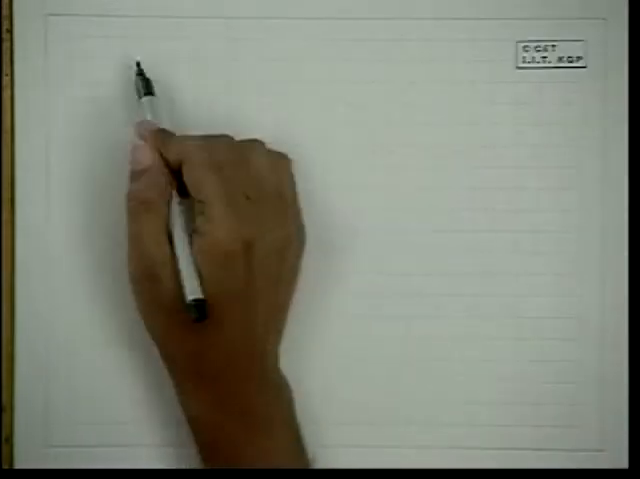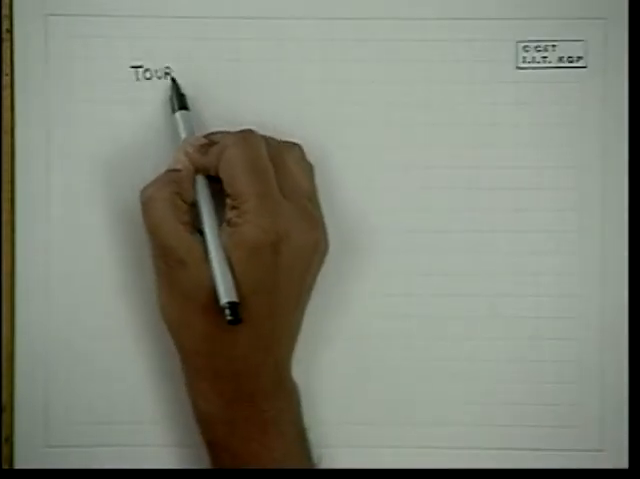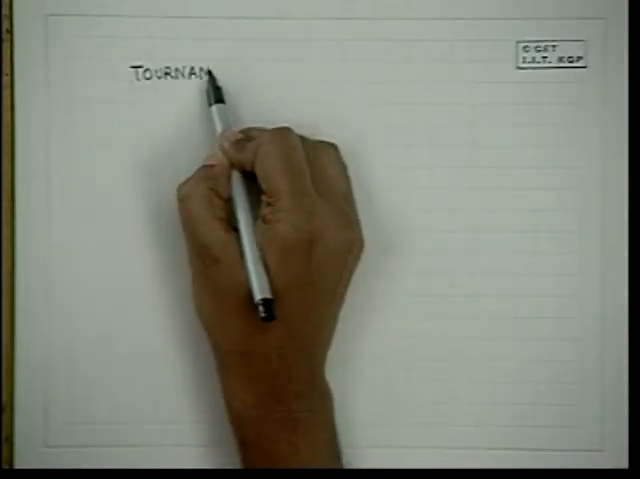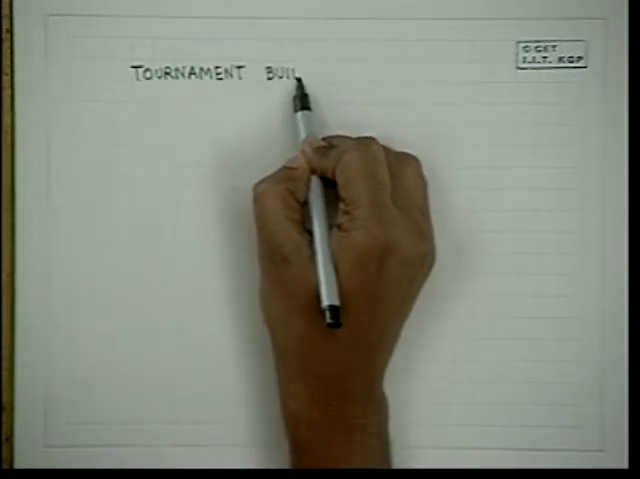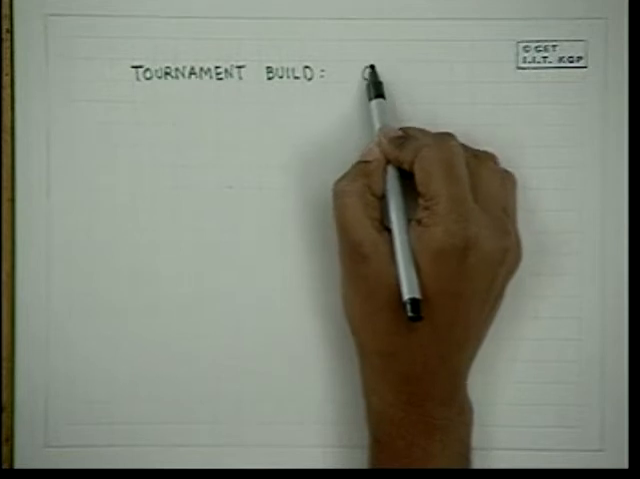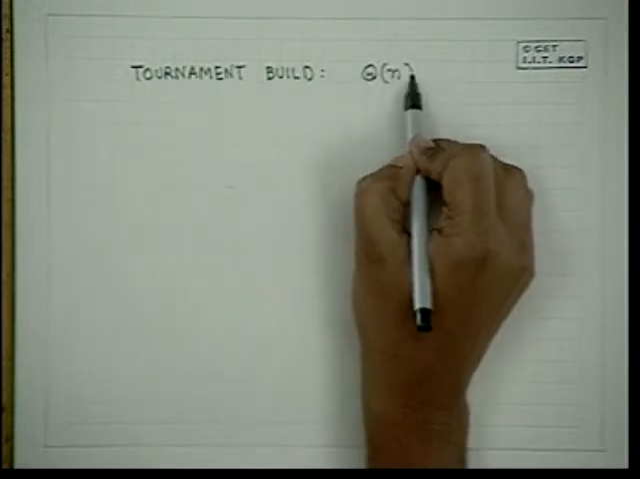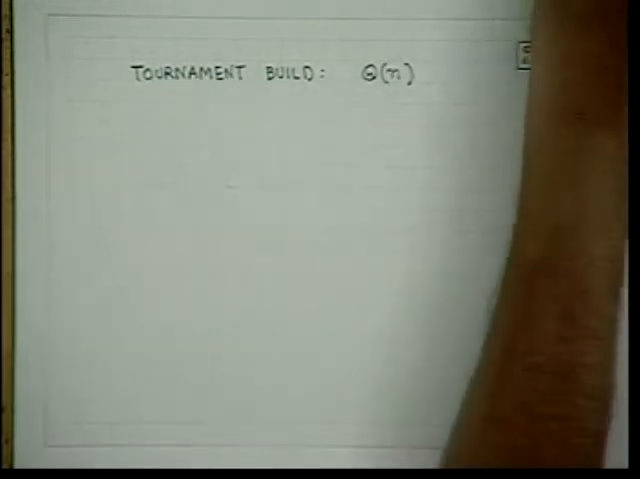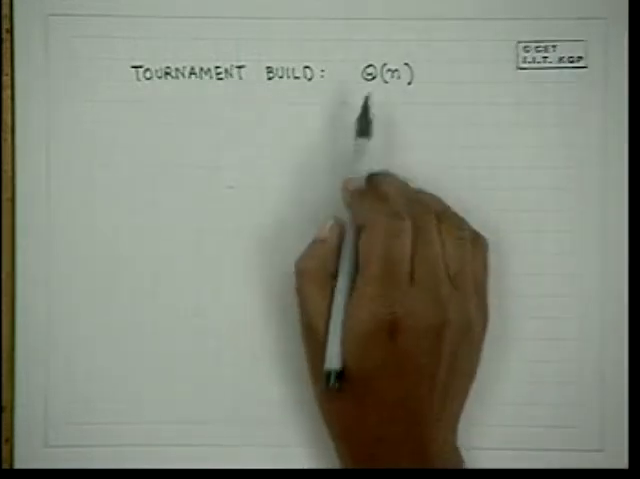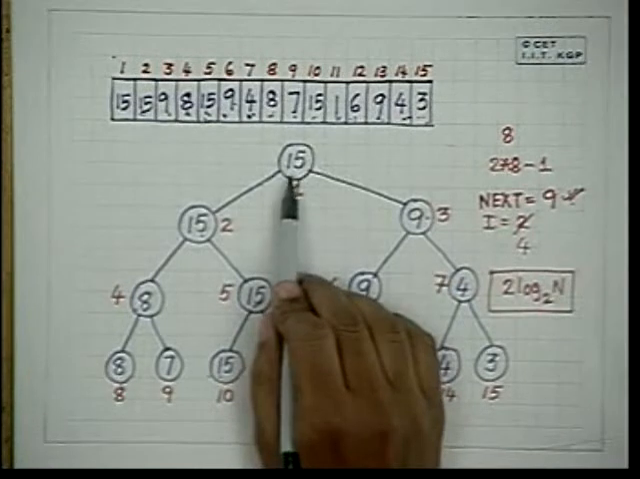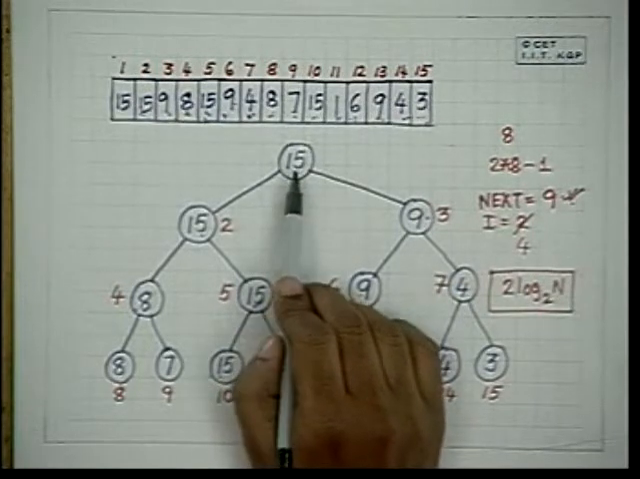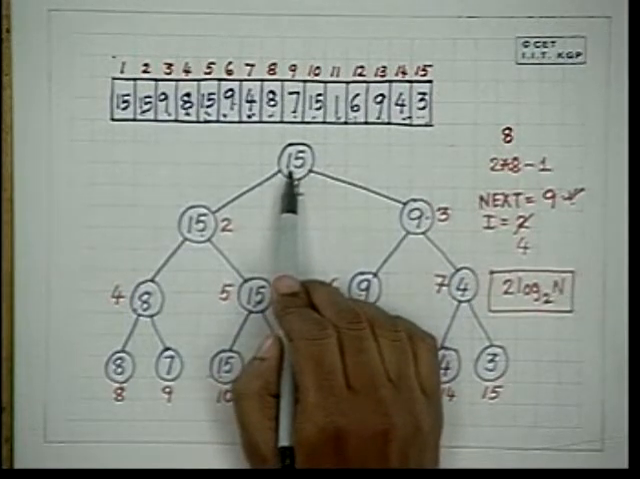Tournament build, if you do not understand, please stop me. Tournament build is order n. Finding out the maximum element is constant time after tournament build.